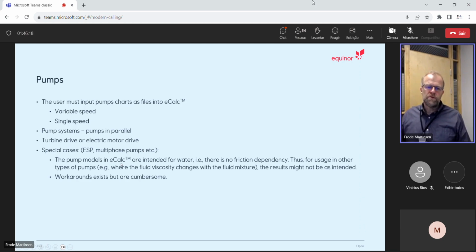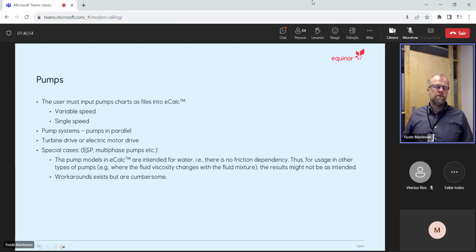The pump models that you saw on the chart are intended for water, so there is no friction. There's nothing changing here. Therefore, if you want to use these other types of fluids where the fluid viscosity changes with the mixture, you won't get a result as you thought about. We are working with those kinds of pumps in Equinor, but we are doing some tricks then. And the reason why we haven't included this is that, well, nobody asked for it.